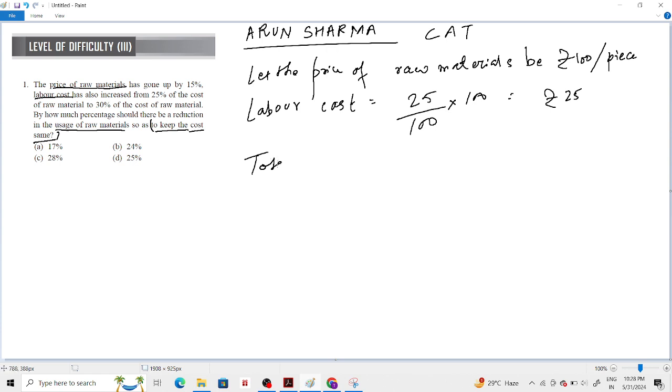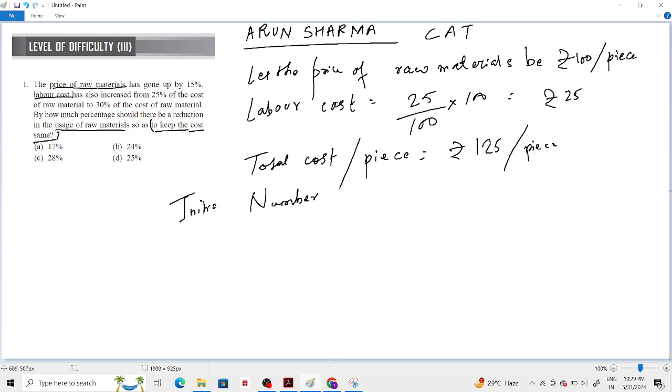Now what is the total cost in preparing per piece? So total cost in preparing per piece, it is rupees 125. Okay, so this is rupees 125 per piece. Now number of pieces, initial number of pieces, let it be n1. So the total cost is 125 into n1. This is the total cost.